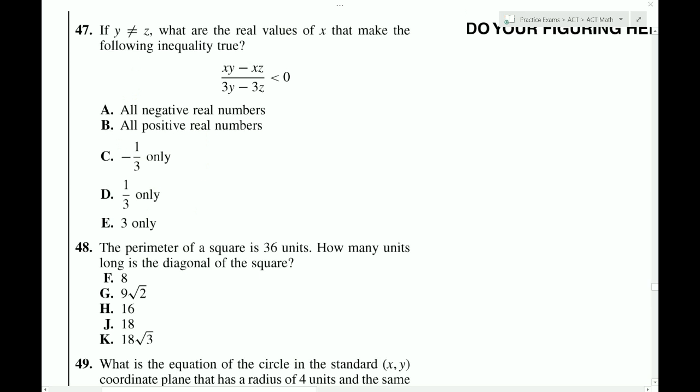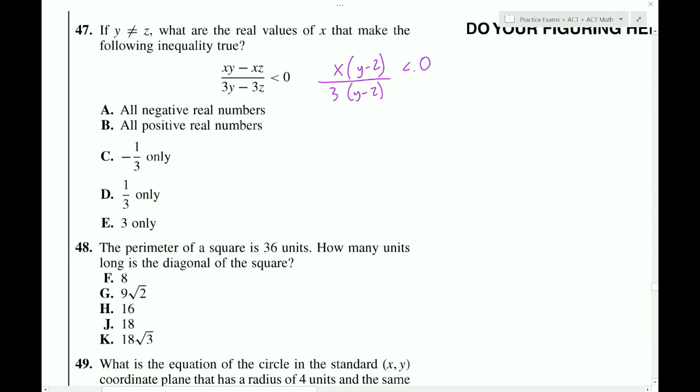If y is not equal to z, what are the real values of x that make the following equation true? So the first thing you notice is, if ever you see anything that could be factored, then you should definitely try to factor it. So here I could factor out an x. Alright, and then here I could factor out a 3.